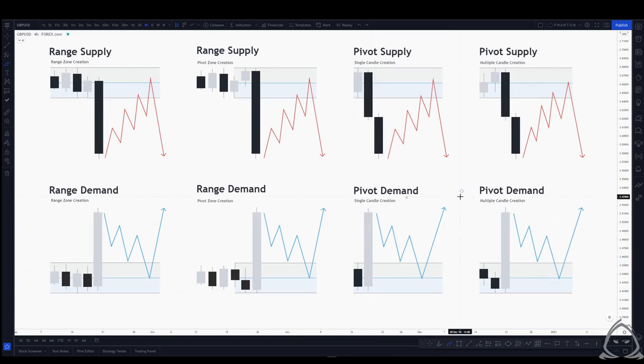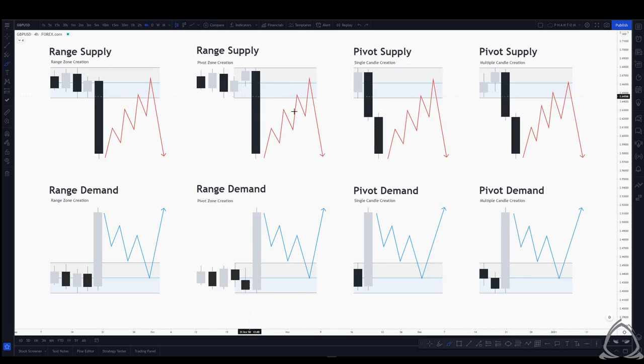We can also take that a step further if there are multiple candles that create that overall pivot in price. And in this example, we have 2 bullish candles before the bearish expansion to the downside. So we would be able to mark out our zone using both of those bullish candles. And on the flip side for demand, we would use the 2 bearish candles to mark out our zone after we get a bullish expansion out of that pivot.